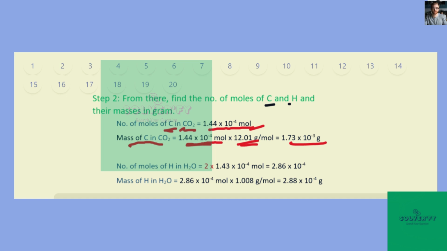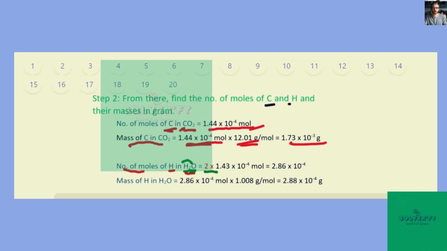And in the same way, we will find the number of moles of H in H2O. And since in one molecule of H2O we have two hydrogen atoms, that means in 1 mole of H2O we will have 2 moles of hydrogen.